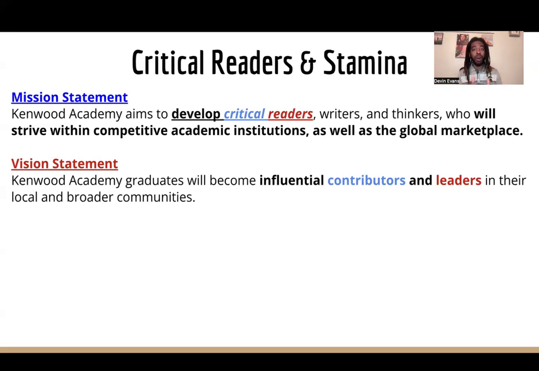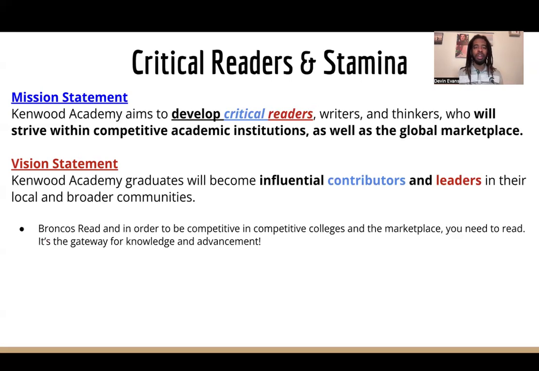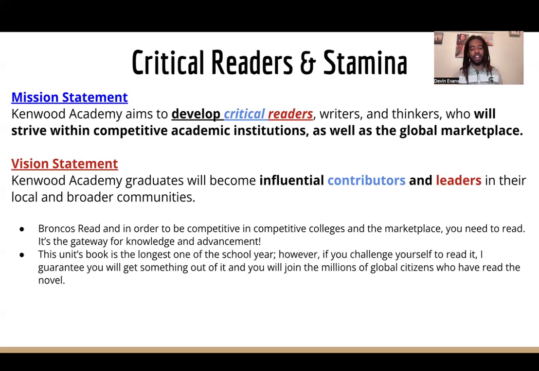So in order to get you all in this mode, I have to still push the reading. Now, these here are kind of saying the same thing I already said, that Broncos are readers, period. You need to read. In this school year, if you are a student right now and you have not read all your books, then you have already fallen. You're not going to be as competitive because you didn't read for real. You got to read, okay? Number two, as a reminder, reading is the gateway for knowledge and advancement. Higher education and being smarter makes you more competitive.